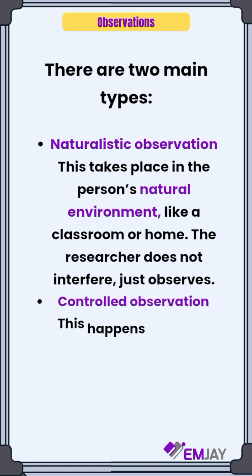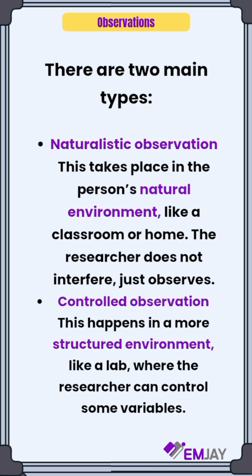1. Naturalistic observation. This takes place in the person's natural environment, like a classroom or home. The researcher does not interfere, just observes. 2. Controlled observation. This happens in a more structured environment, like a lab, where the researcher can control some variables.